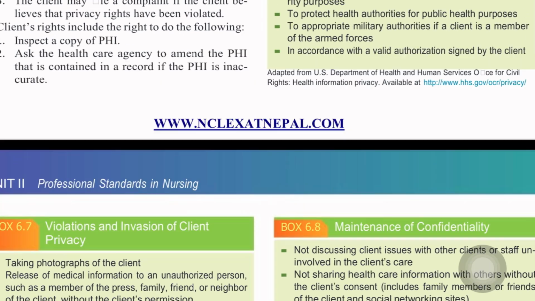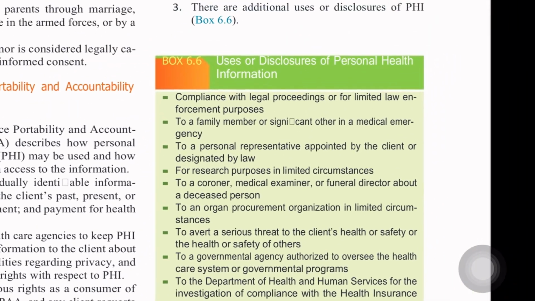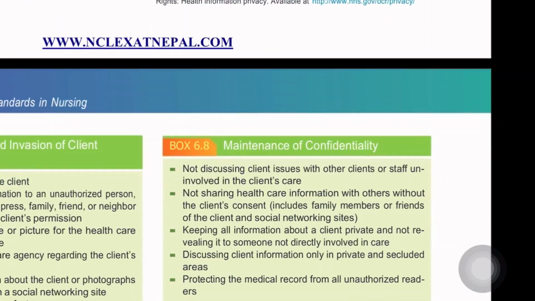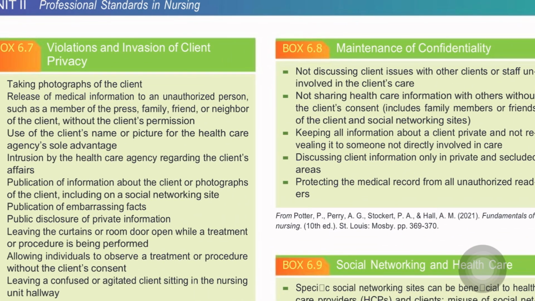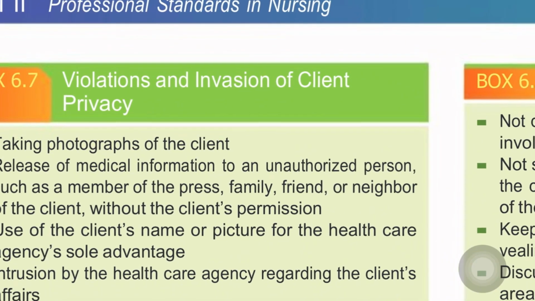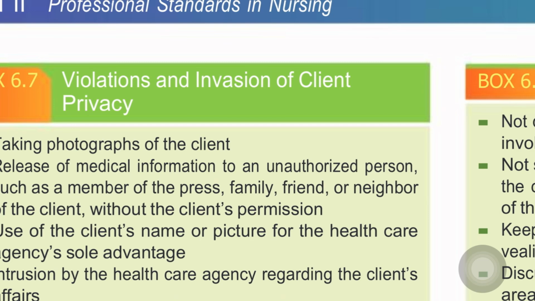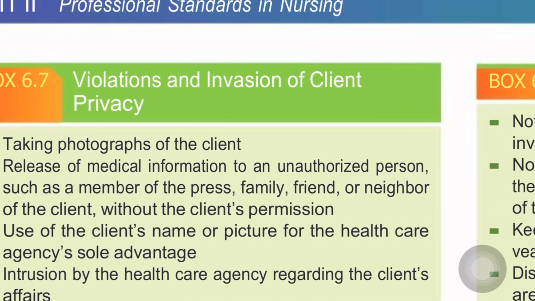So we were reading chapter 6, box 6.6. Now as you see in the book, there is box 6.7 and box 6.8. So my next video will be on box 6.7. We will read slowly, word by word. Hopefully you will now understand personal health information data, when we can use it and when we cannot use it. Then we are going to read again. The next video will be 6.7.